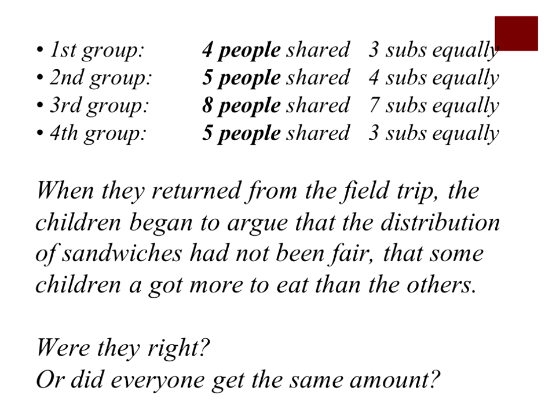Second group had 5 people and shared 4 subs equally. Third group, 8 people with 7 subs shared equally. And the fourth group, 5 with 3. So then they get back and the kids start arguing that the different people in different cars got more or less sandwich than others. So they said it wasn't fair. And the kids need to figure out were they right, or did everybody get the same amount?